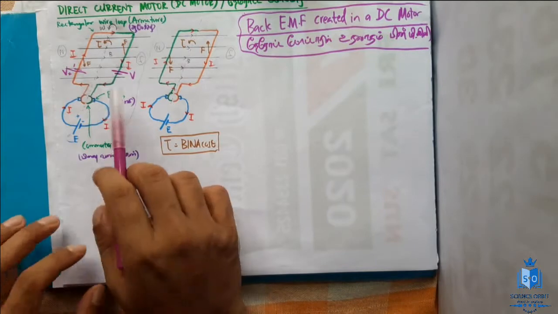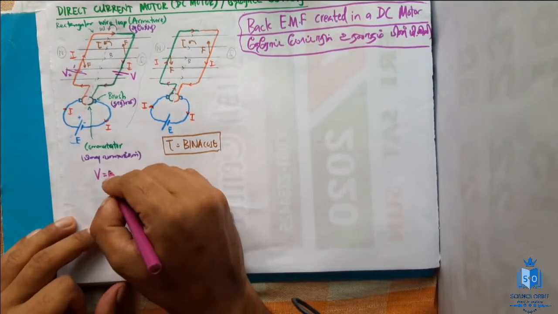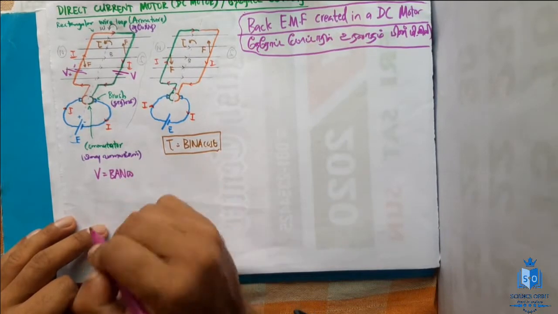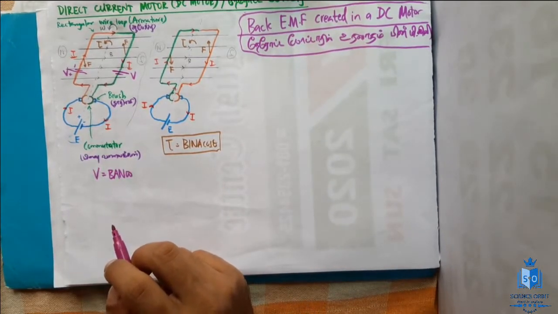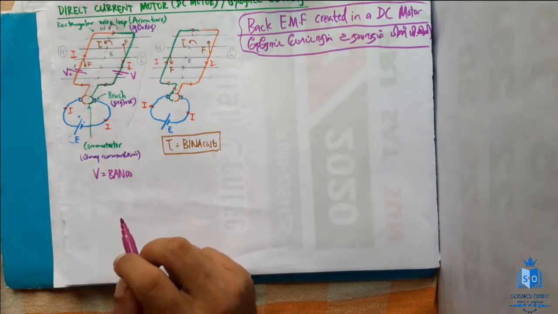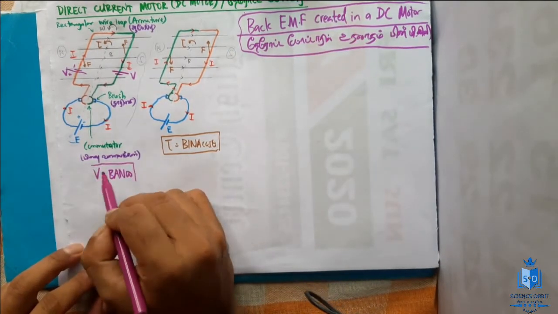Okay, right. Now what is going to be the equation for V? V is going to be equal to BAN omega. Why? We have already learned that in earlier lessons. So that is going to be the equation for the back EMF.